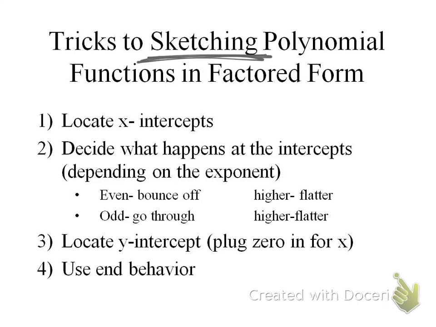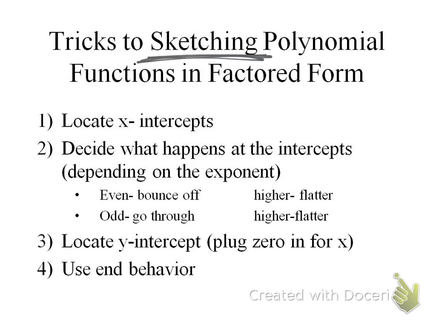What happens at those x-intercepts depends on the exponent with that factor. So if your exponent with that factor is an even exponent, the graph's going to kind of bounce off at that x-intercept. It's not going to go through the x-axis, it's going to turn around and make like a U shape. The higher the exponent, the flatter it's going to be. So if you have an exponent of 2, it's going to bounce off really quickly, but if it's an exponent of like 8, it's going to kind of flatten out by the x-intercept. That sounds kind of tricky, but once we get to looking at them, it's not too bad.